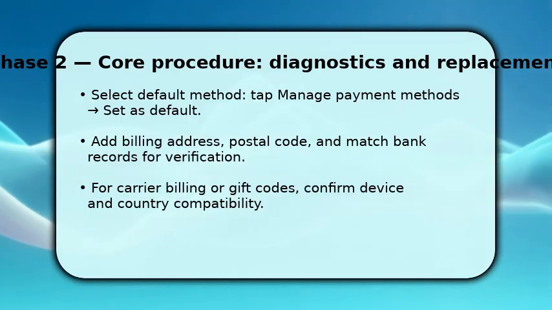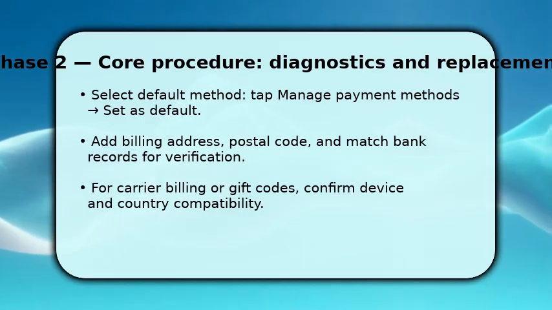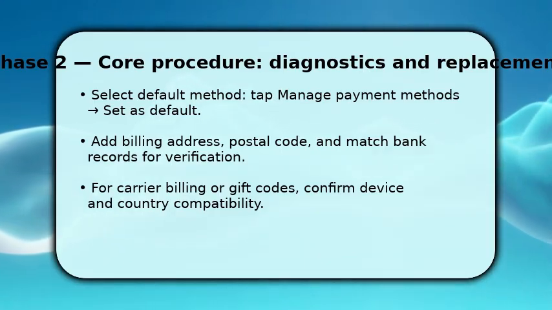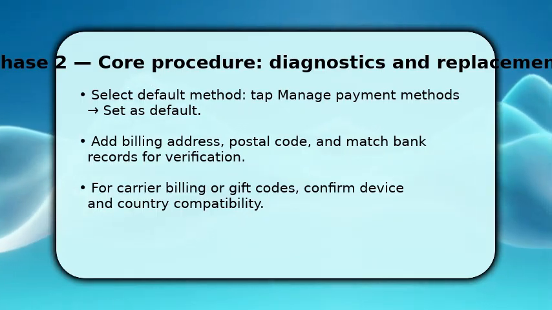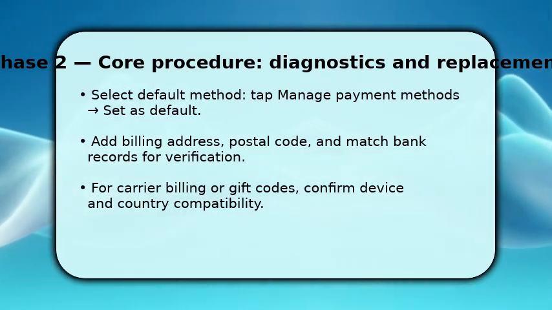This reduces declines. If you're using carrier billing or redeeming gift codes, verify your device and country support those options and link the account. Otherwise, purchases may fail at checkout and you'll need to switch methods.